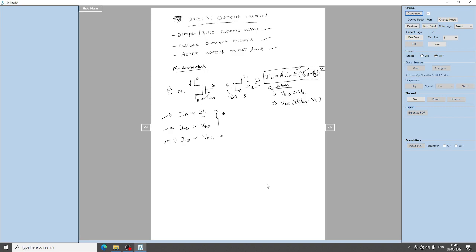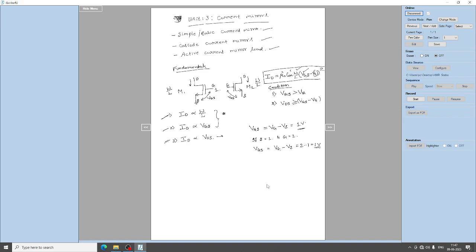If VGS is, for example, equal to 1 volt, that means VG minus VS should be 1 volt. For example, the source is connected to ground and VGS is 1 volt. If the source is at 1 volt and the gate is at 2 volt, then VGS is VG minus VS, which is 2 minus 1, so VGS is again 1 volt. So it is the difference between the gate and the source that I am mentioning here.